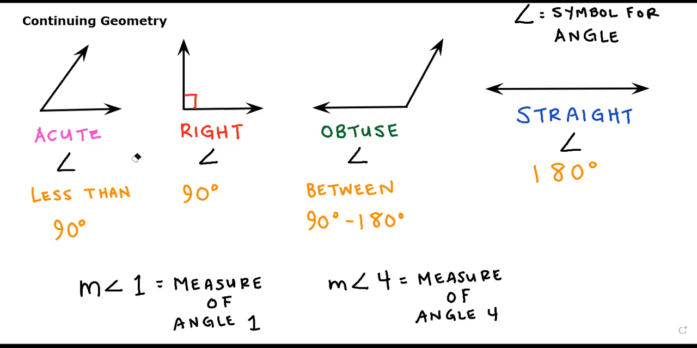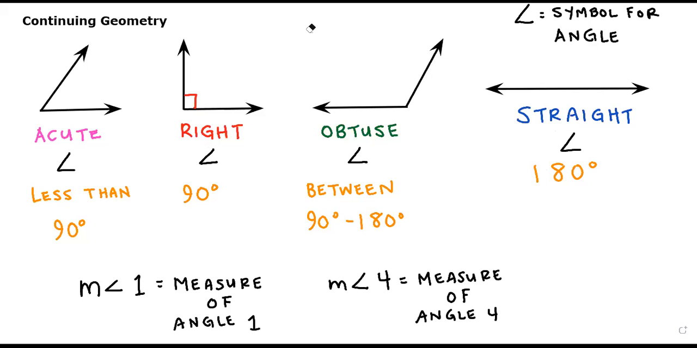It's small. A right angle is exactly 90 degrees, and the way you can tell it's a right angle, it usually has this symbol right here, this little box symbol, and that represents it is a right angle. Then we have obtuse angles. Obtuse angles are between 90 degrees and 180 degrees. They're the big ones that open up. And then we have a straight angle, and the straight angle will be exactly 180 degrees, and it's a straight line. So every time you see a straight line, it will be equal to 180 degrees.